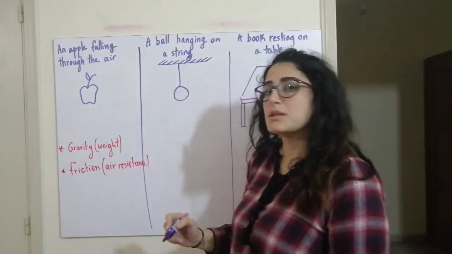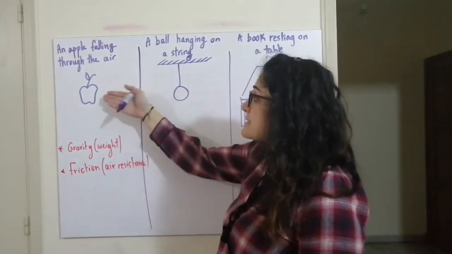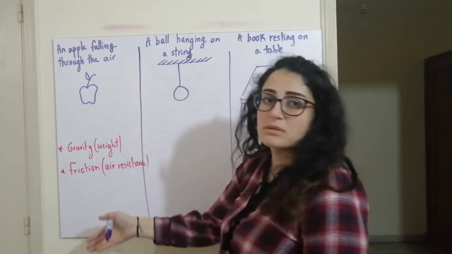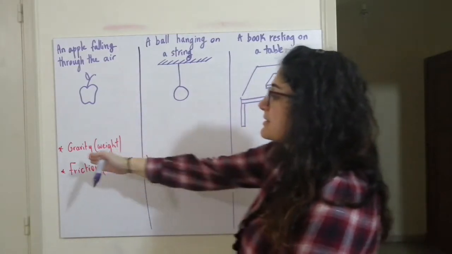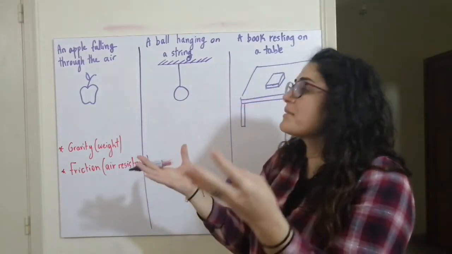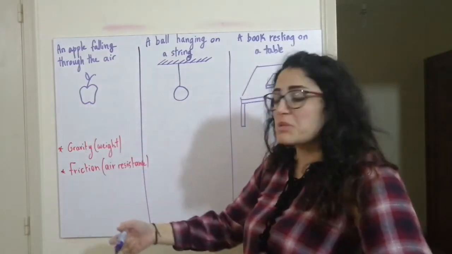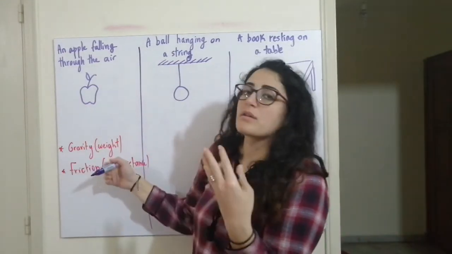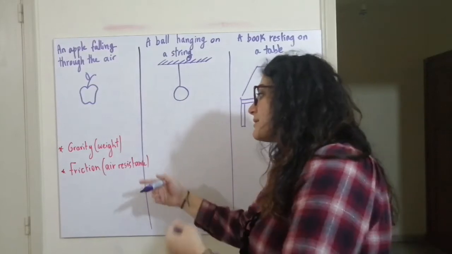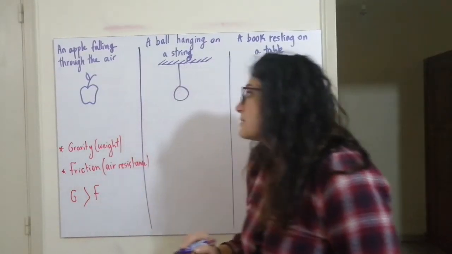The second question is, we have to compare the sizes of these forces. Since the apple is going down, what's pulling the apple down is the gravity. What's trying to stop the motion is the friction. So the apple is going down, which means the size of the gravity or the weight is larger than the size of the friction. So gravity is bigger than friction.